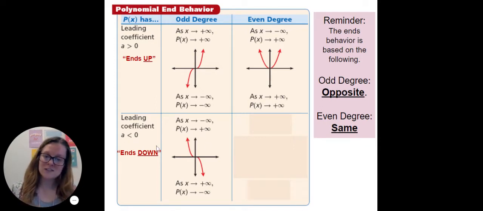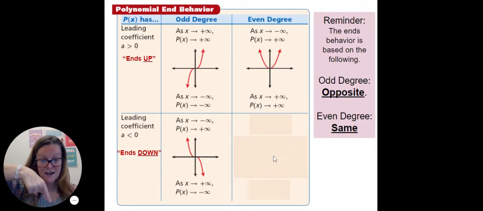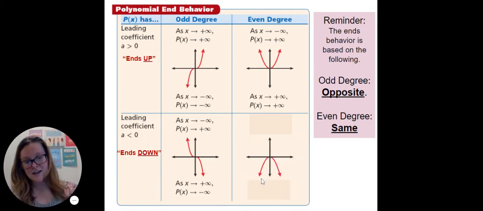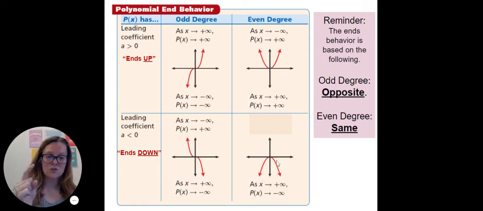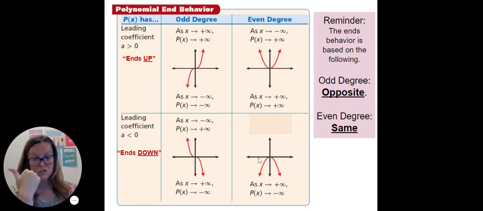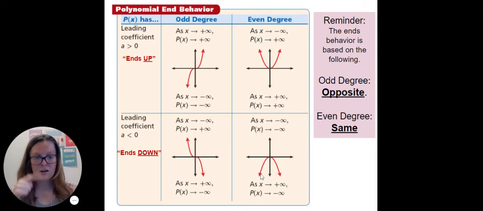And then very last one, again, when I have a negative coefficient, I'm going to end down. And because they have to point in the same direction, this guy is also going down. So writing our end behavior, as x approaches positive infinity, p of x approaches negative infinity, and as x approaches negative infinity, p of x approaches negative infinity as well. So there's your overview, putting it all together.